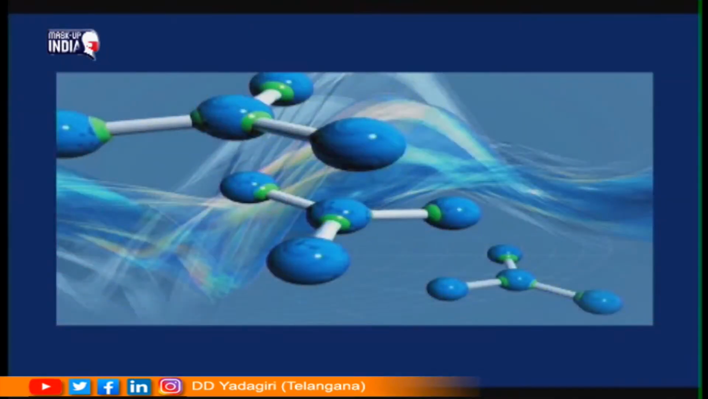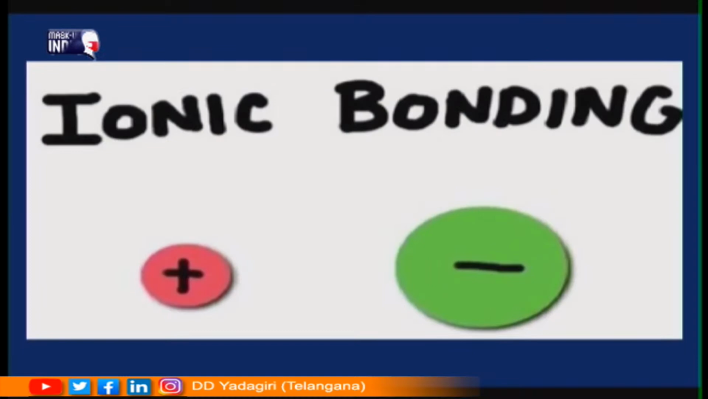Children, if you look at this picture, you can see atoms, they combine with each other to form molecules. So, what is ionic bond? It is a force of attraction present between a positively charged ion and a negatively charged ion. How is a positively charged ion formed, children? When a neutral atom loses an electron, a positively charged ion is formed, and when a neutral atom gains an electron, a negatively charged ion is formed.